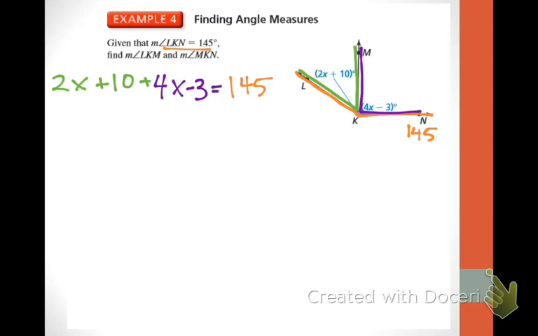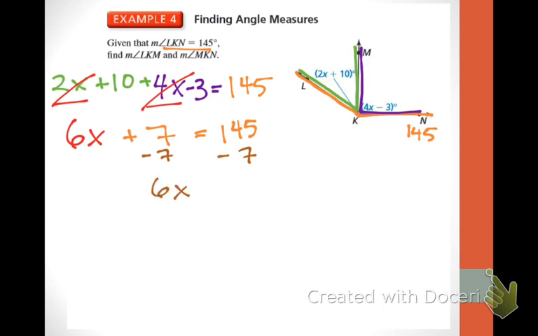We're going to do some algebra. We have 2x and 4x on the same side. So what's 2x plus 4x? 6x, good. 10 minus 3 is 7. All right, our next step. Subtract 7. Was that 138? Divide by 6. What does x equal? 13.